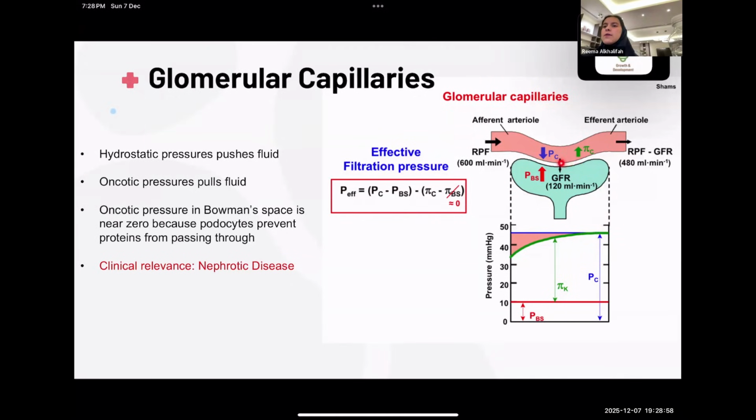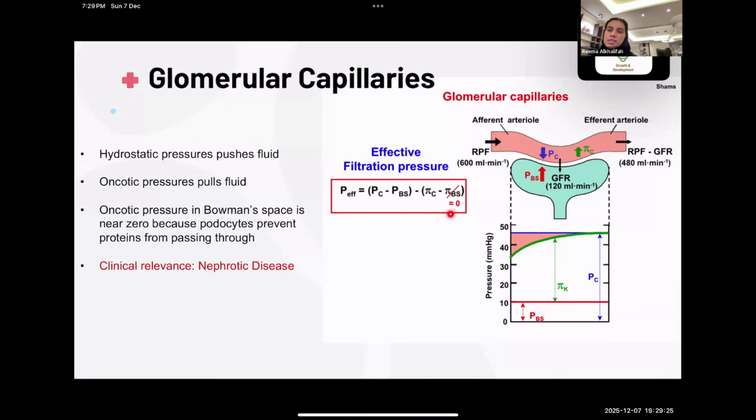Now, if there's any disease such as a tumor or a stone in the kidney, in the tubular system, it's going to block the flow. For example, let's say a stone is right here. This is where the hydrostatic pressure of the Bowman space increases. This is abnormal. This is not supposed to happen. Again, we mentioned that this should be nearly zero.